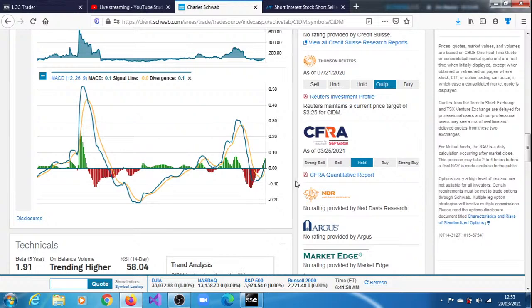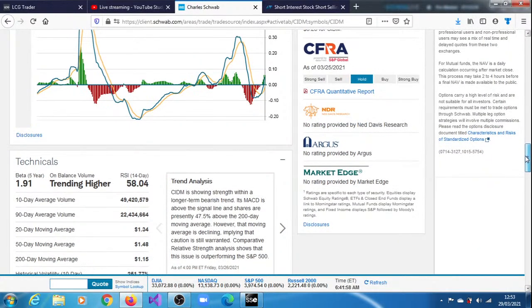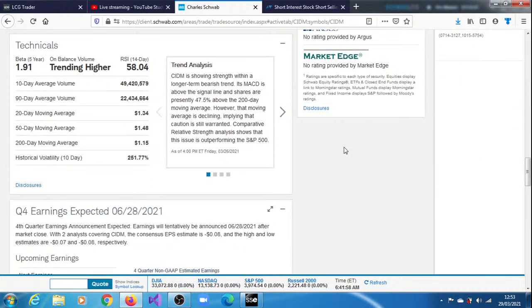The signal line is its moving average indicator. It just tells it, on a certain day, this was what you were doing. So the MACD is above that signal line, and the shares are presently 47.5% above that declining 200-day moving average. However, the moving average is declining. That's a 200-day, implying that caution is still warranted.